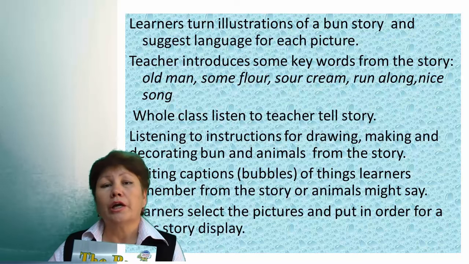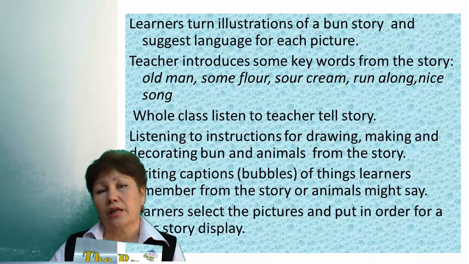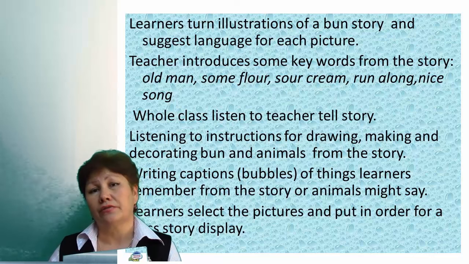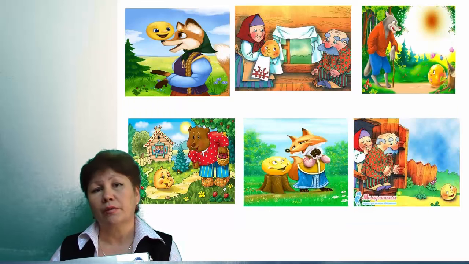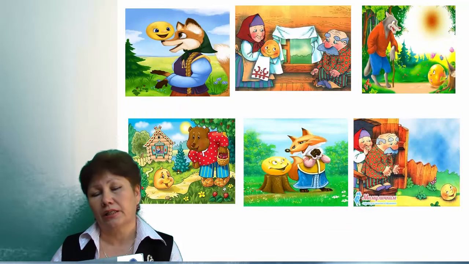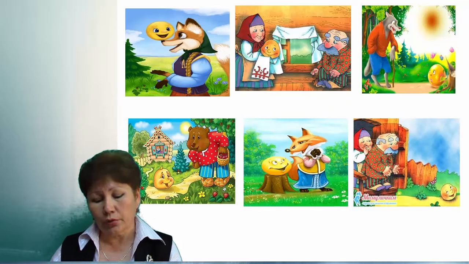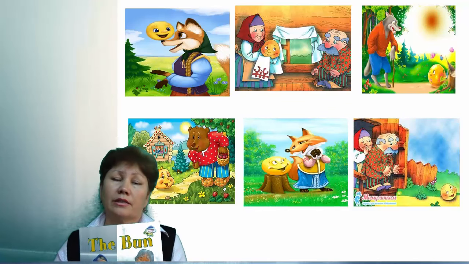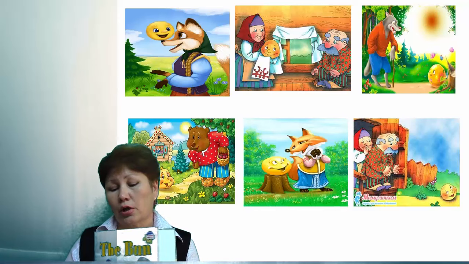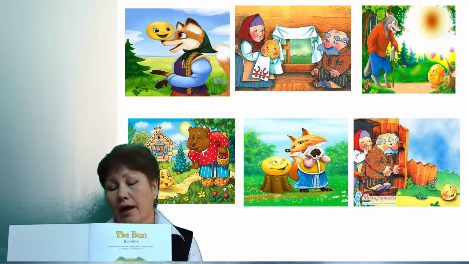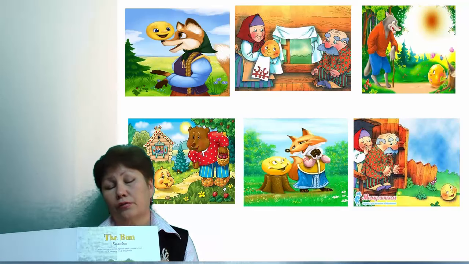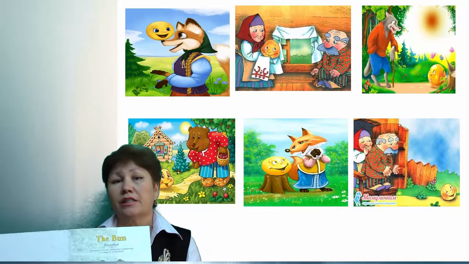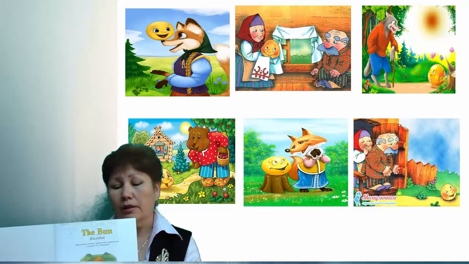Now, I hope by the end of the master class, you will be able to identify the factors that make storytelling effective and use them in your practice appropriately. Now I want to show you this book. This book is adapted for children of age 8 and 9. It means grade 3 and grade 4. There you can see the tale story.